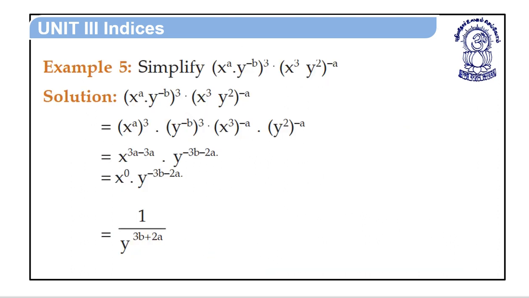Next, simplify (x raised to a, y raised to minus b) whole cube. In the bracket, x cube y square, x cube into y square, whole bracket raised to minus a.